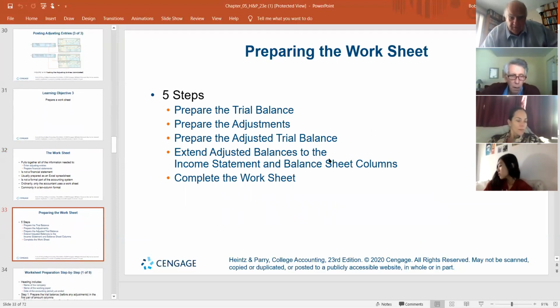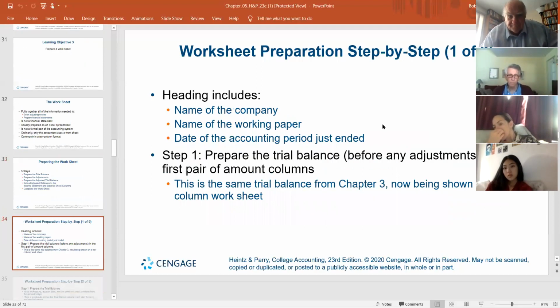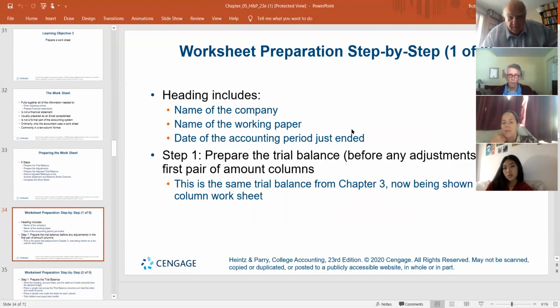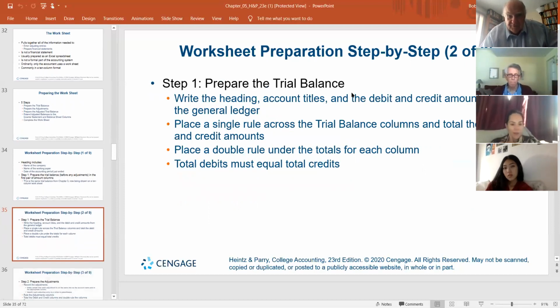So what are our steps here? We prepare the trial balance. We know that already. We adjust the trial balance. We get a new and improved adjusted trial balance. And then we're able to prepare the income statement and balance sheet columns. For the worksheet, you put a heading on it. Step 1, prepare the trial balance, your first 2 columns in this thing.